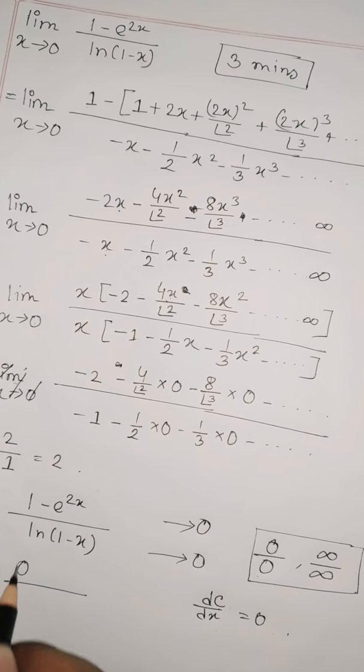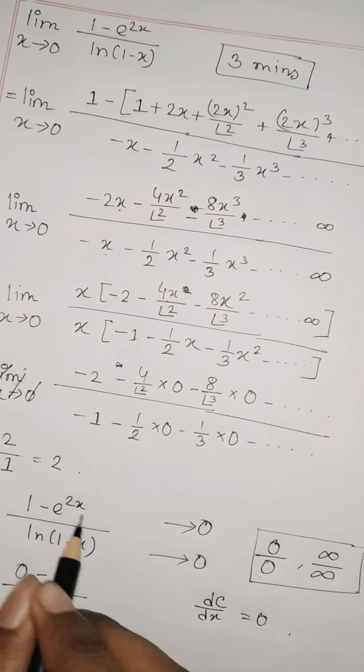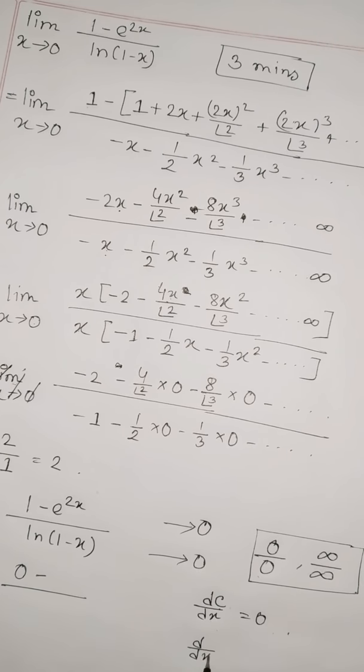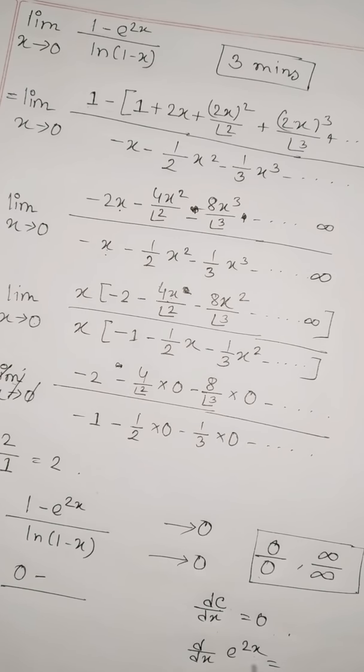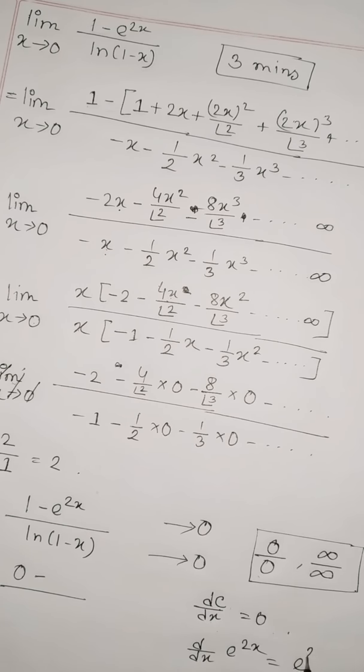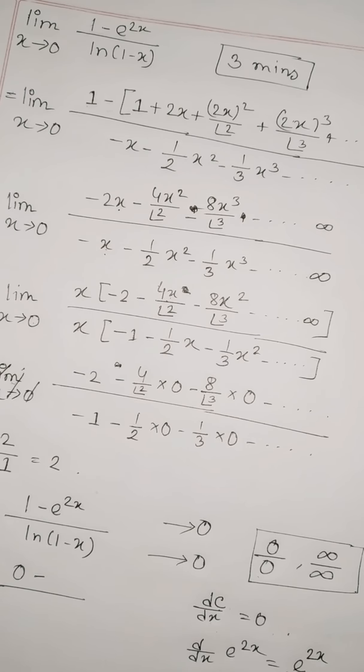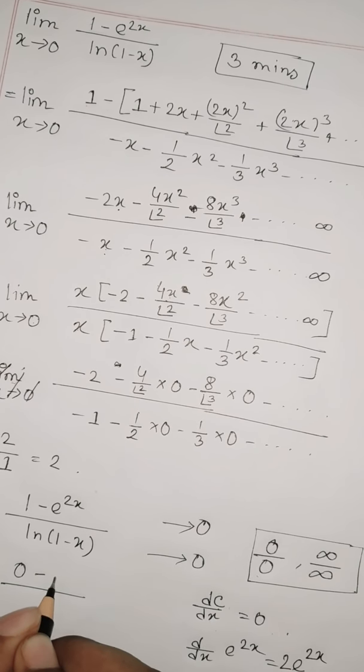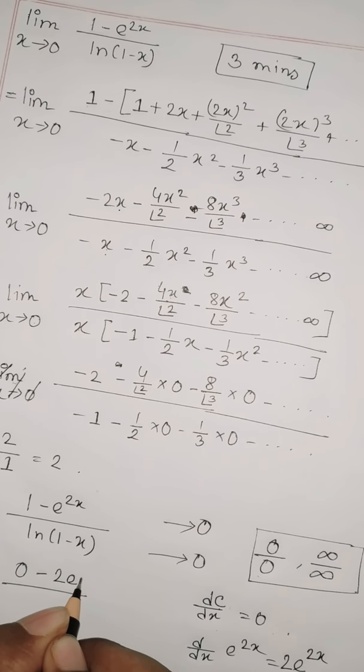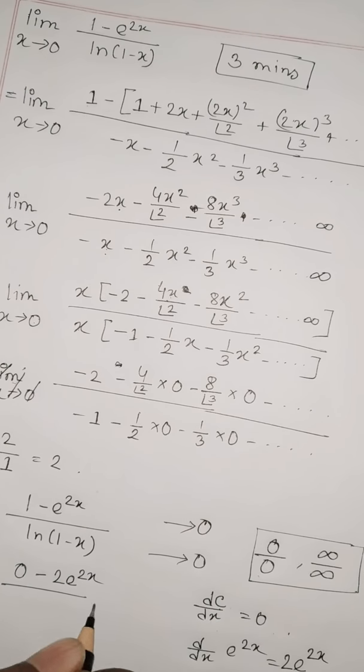Next, e to the power minus 2x. We know that d/dx of e to the power 2x is e to the power y, if we take 2x as y, into d/dx of y. We have considered y as 2x, so we will have a 2 in front of that. Then we have 2 e to the power 2x. That's what we are getting.